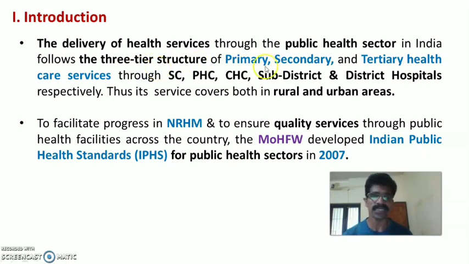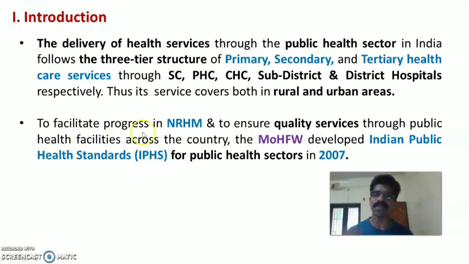There are three sections, primary, secondary and tertiary healthcare services, and these services are rendered by the public health sector such as sub-center, primary health center, community health center, sub-district hospital and district hospital respectively. So primary health care is given by the sub-center and primary health center, secondary care by the community health center and sub-district hospital, and tertiary care by the district hospital. These services are given in both rural and urban areas of the country.